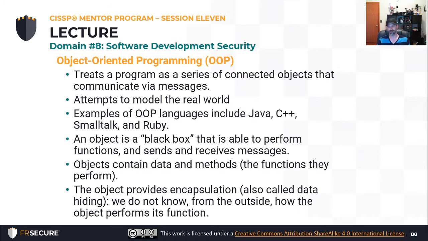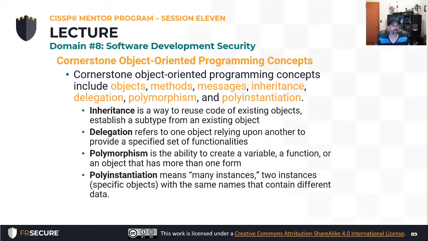So back to that, I turn the knob to the left, the door opens, the latch goes away. Those are all functions within that doorknob object. The object provides encapsulation, and can also hide that data, because from the outside we don't really know what the object is doing to that data.